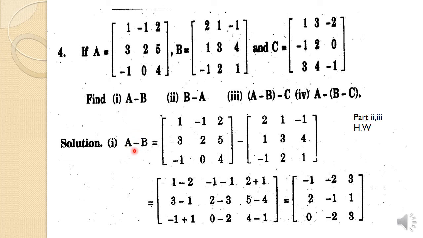So I start with part 1. A minus B, with matrix A and matrix B. How do we subtract? We subtract the first entry with the first entry, second with the second, third with the third, and so on.